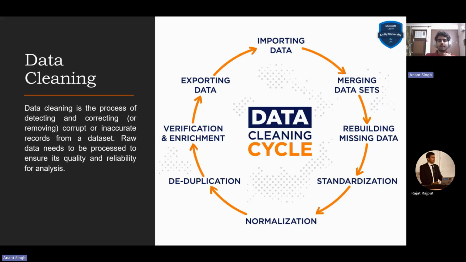So there's a data cleaning cycle. We first take the data, we merge data sets if we want two, three, multiple data sets for one model. We rebuild the missing data. We might remove the whole row, or the record. For example, if a patient is missing their age, we remove the patient themselves, or we rebuild it, right? We rebuild the patient's missing data based on various statistical models, right? We'll talk about them later.